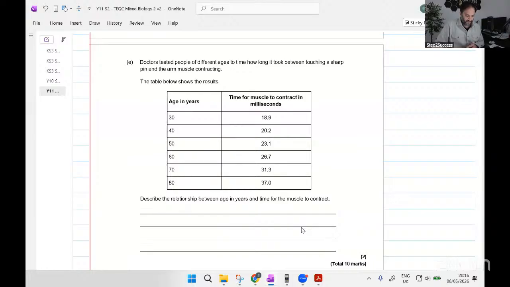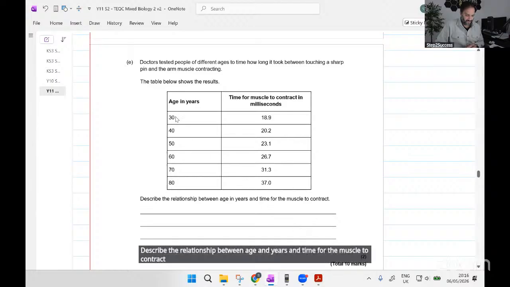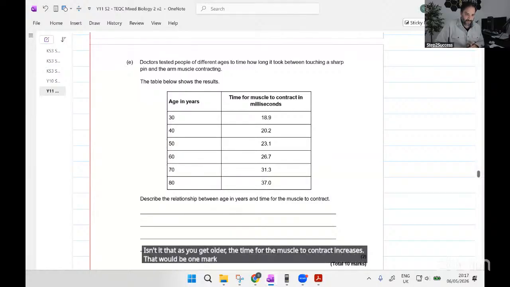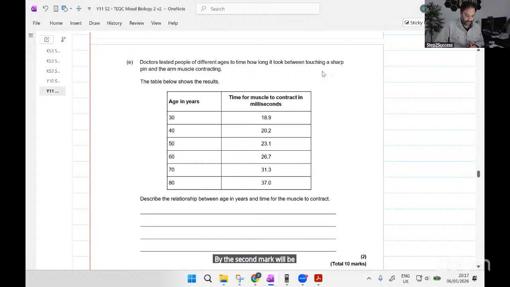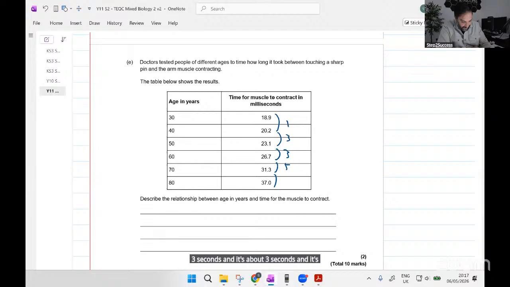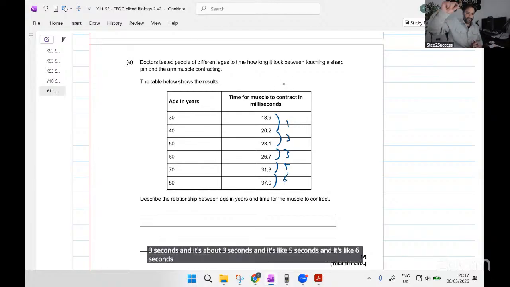Describe the relationship between age in years and time for the muscle to contract. Isn't it that as you get older, the time for the muscle to contract increases? That would be one mark. But the second mark will be that at higher ages, the difference gets bigger. You see how there's a difference here of about 1 second, and here it's like 3 seconds, then it's about 3 seconds, then it's like 5 seconds, then it's like 6 seconds. So the difference is going up as well.